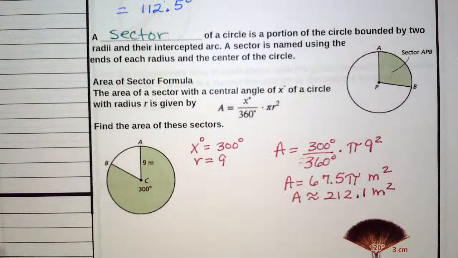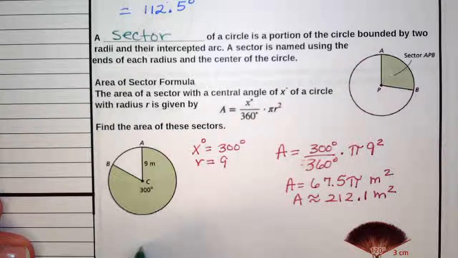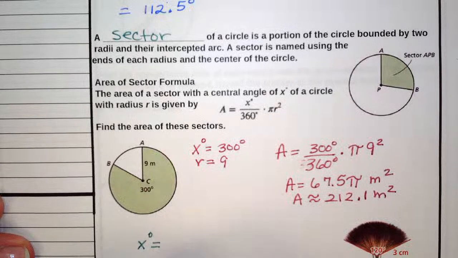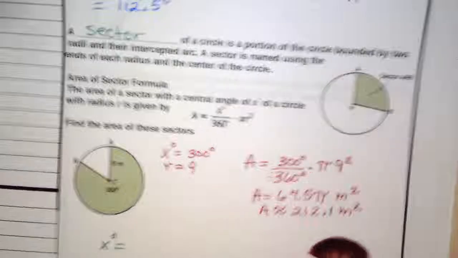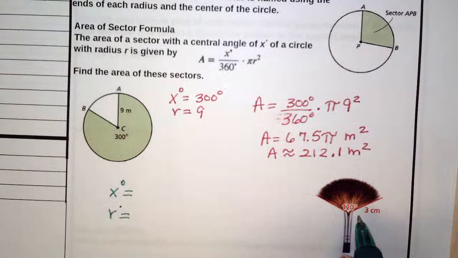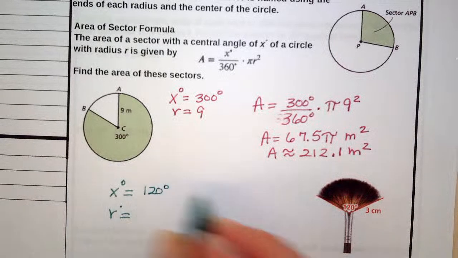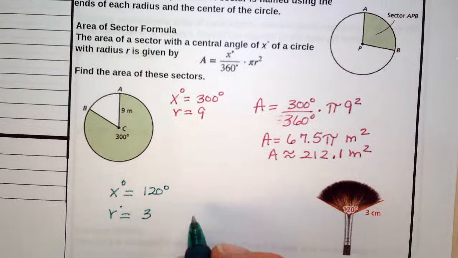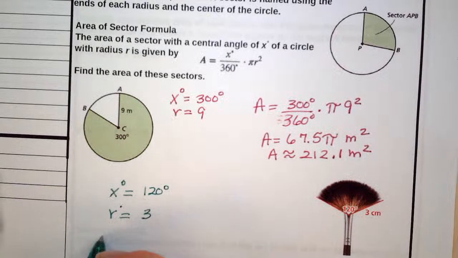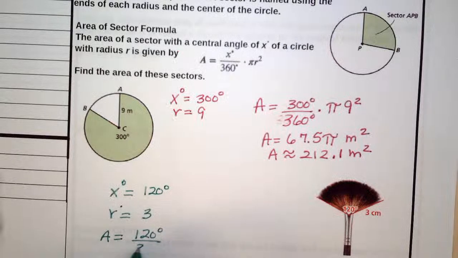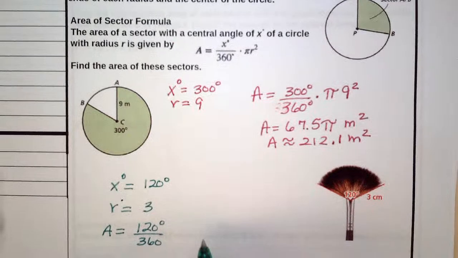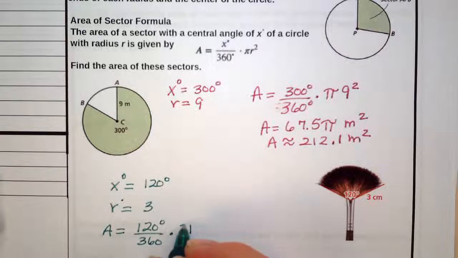For the next one, we have to know our degree measure. We have to know our radius. Our degree measure is what? Our degree measure is 120 degrees. Our radius is 3 centimeters. So our area is going to be 120 degrees over 360 degrees times pi times 3 squared.